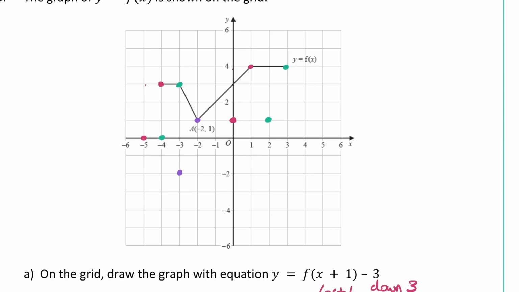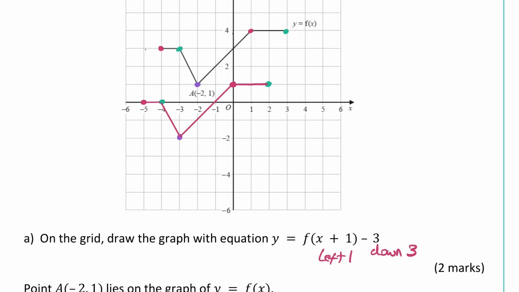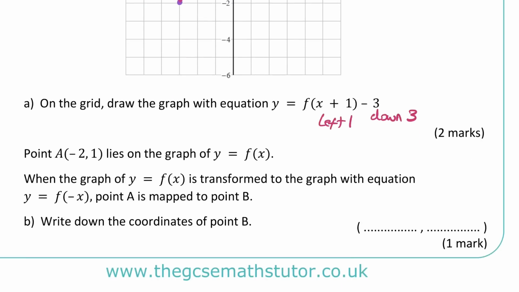And then we need to join that together nice and neatly. There we go. And obviously use a pencil and a ruler for that. Draw it in nice and neat. So there we go, that graph's gone left 1, down 3. There you go, relatively nice.